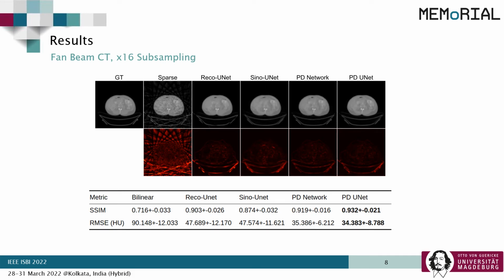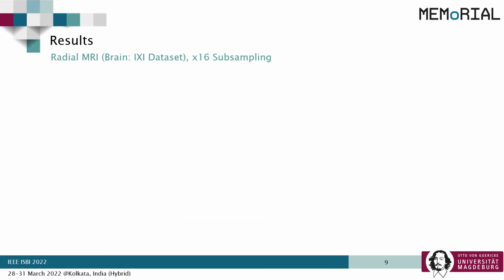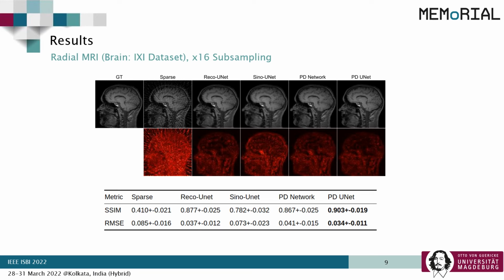Here is an example result for fan beam CT with subsampling factor 16. We can observe that the proposed PD UNet outperformed all the baseline models. Here is another example, this time of radial MRI of brains with subsampling factor of 16. Here also we can see the proposed network outperformed all the baseline models, both qualitatively and quantitatively.